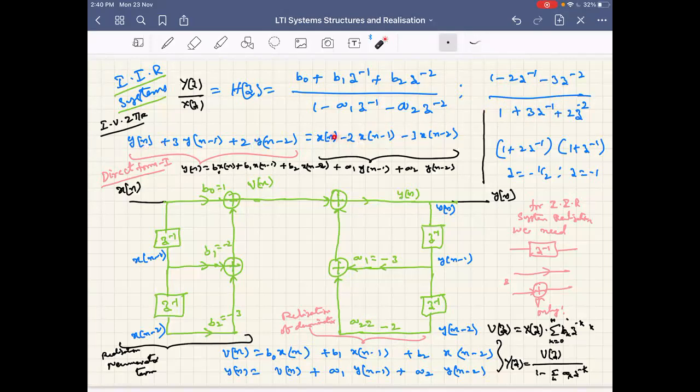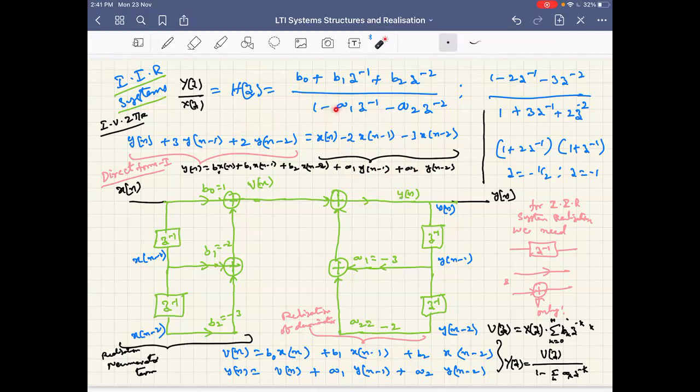When we consider what we have here, the input-output relationship is y of n plus 3 times y of n minus 1 plus 2 times y of n minus 2 is equal to x of n minus 2 times x of n minus 2 minus 3 times x of n minus 1. In general form, y of n can be written as b0 into x of n plus b1 into x of n minus 1, plus b2 x of n minus 2, plus a1 into y of n minus 1, because this comes to this side with a negative sign.